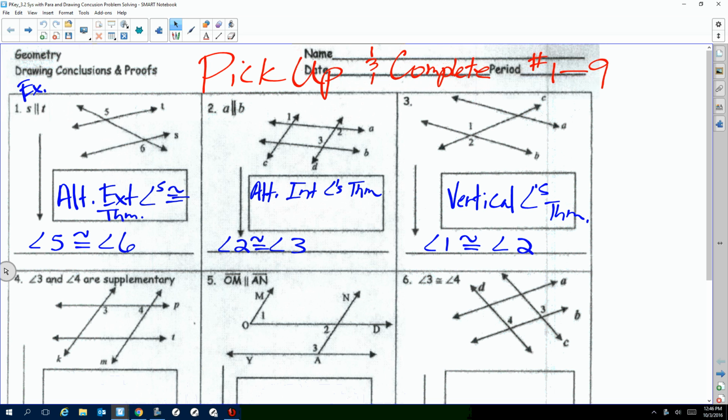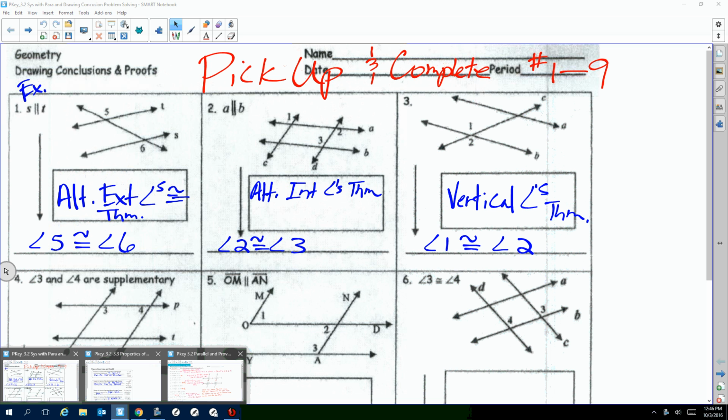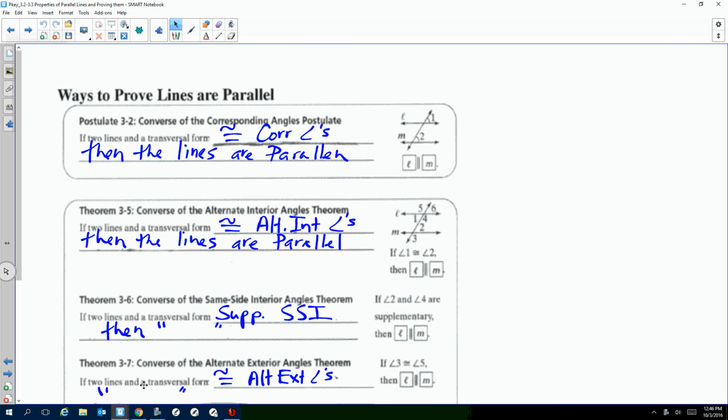Okay, guys, get your name on this. I will stamp it. This will eventually get into our spiral. In order for you to truly understand how to give the conclusion and justify, give the statement, the reason for it, this weekend, where is it at? Right here. Okay, let me go back.